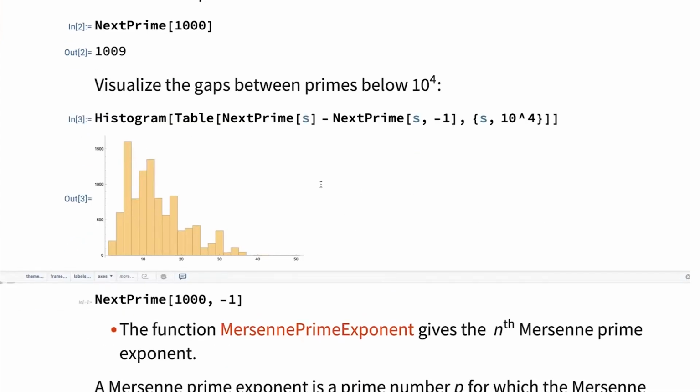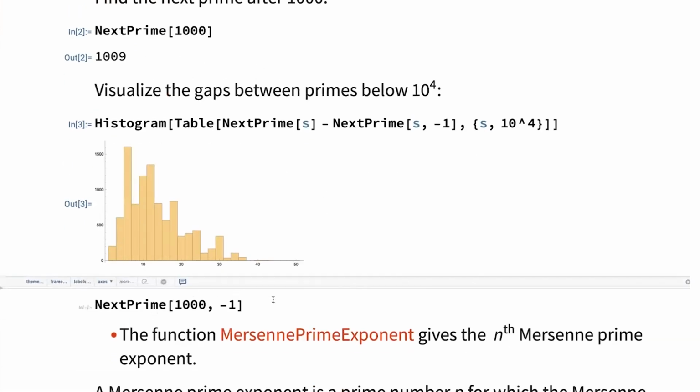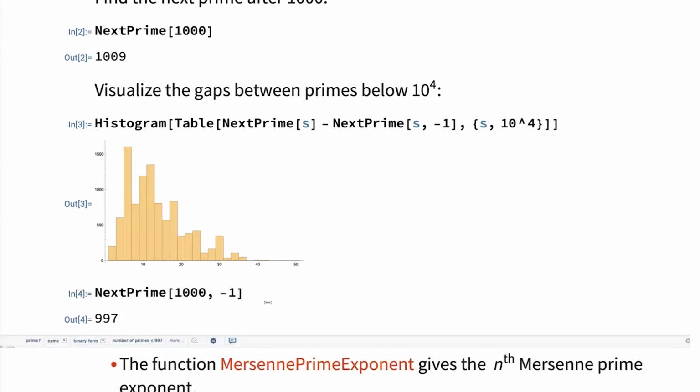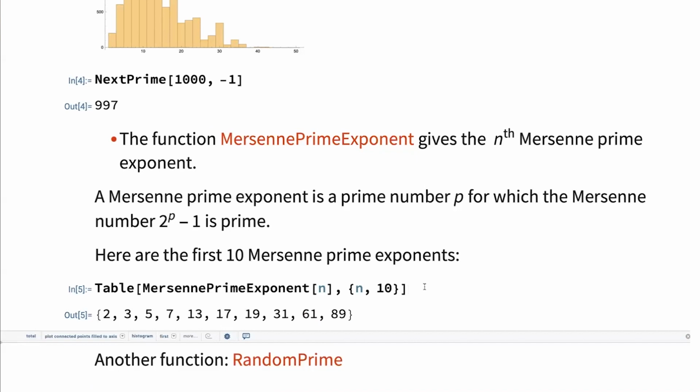And by the way, NextPrime gives the smallest prime above x, and NextPrime[1000] minus 1, because of this minus 1, this will give us the largest prime below 1000. So in this case, we will get 997. The function MersennePrimeExponent gives the nth Mersenne prime exponent. So what is it? A Mersenne prime exponent is a prime number p for which the Mersenne number 2 to the power of p minus 1 is prime. And here are the first 10 Mersenne prime exponents. Another function in this category is RandomPrime.